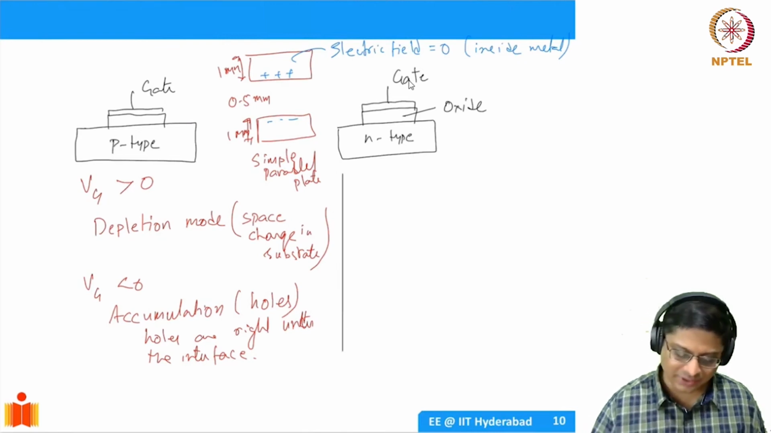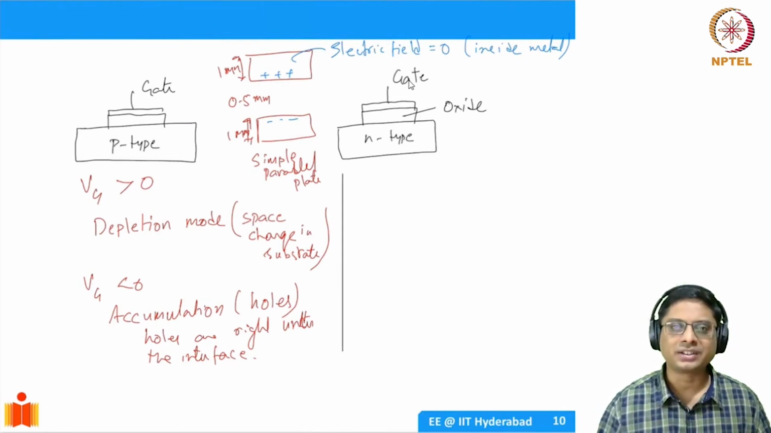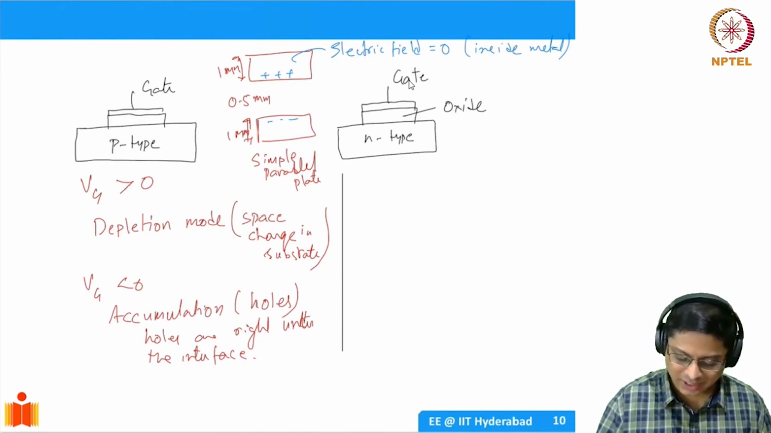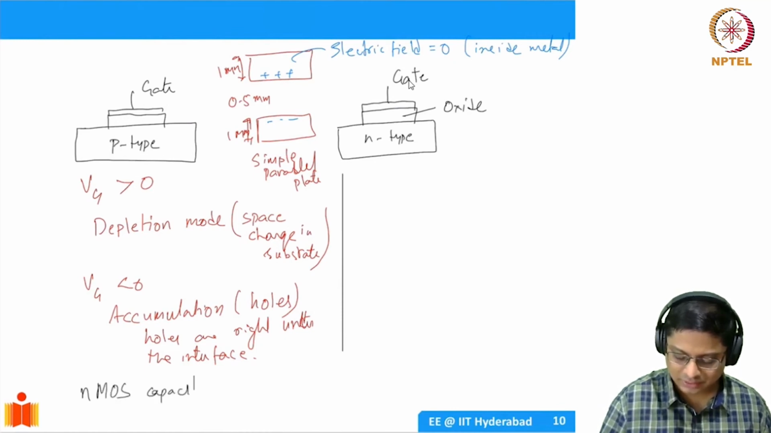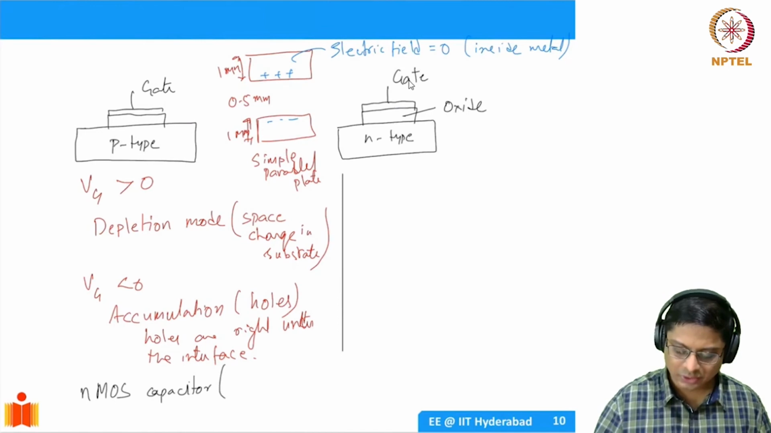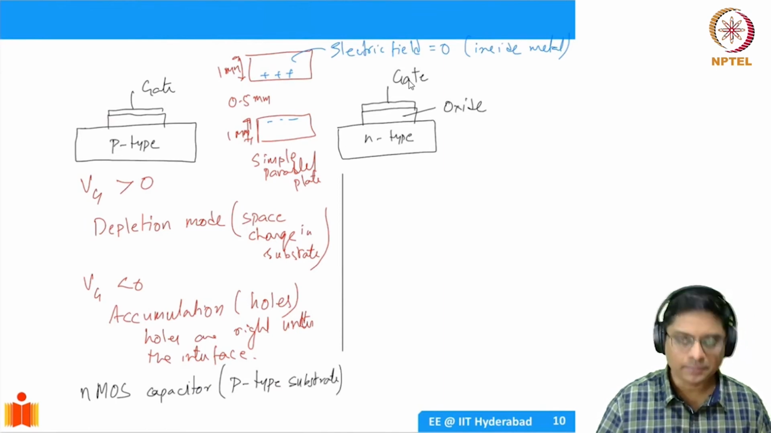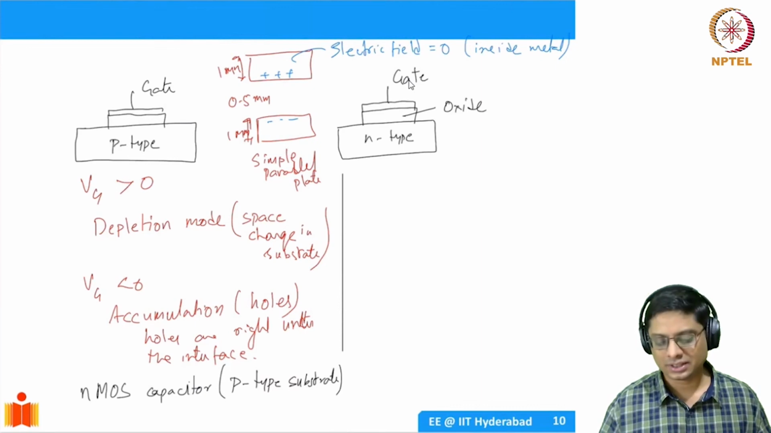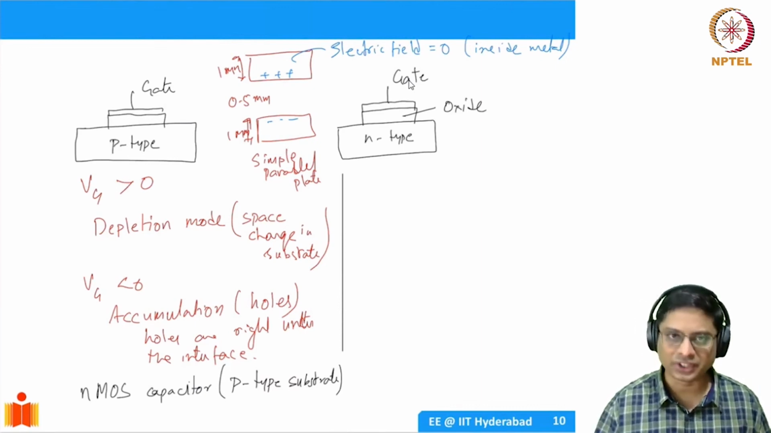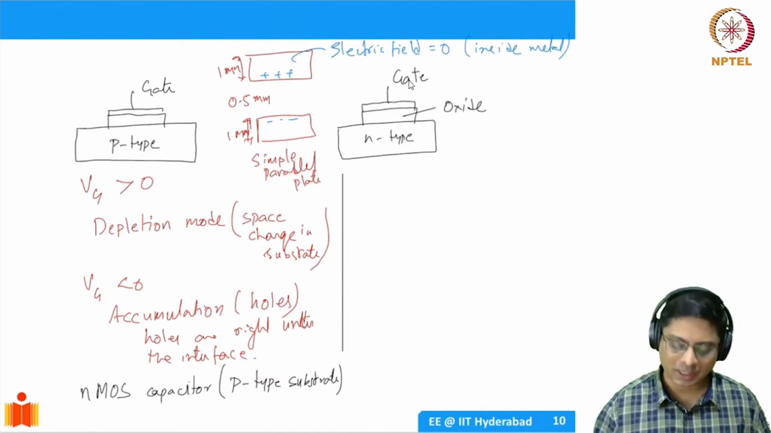All right, so you have this for a p-type semiconductor, and when you have this sort of a configuration, we will call it an NMOS capacitor. It will become clear why we call it that. So if you say an NMOS capacitor, we are talking about a p-type substrate. I can also have a PMOS capacitor, sorry, an n-type substrate, right?